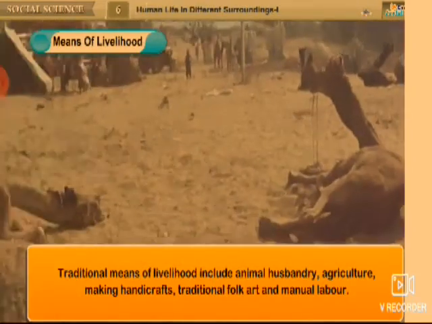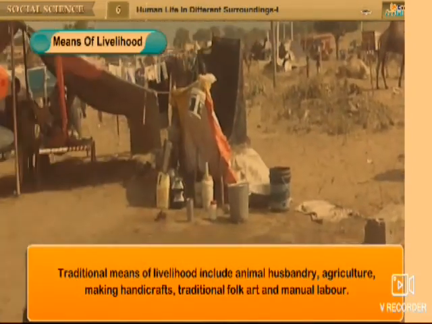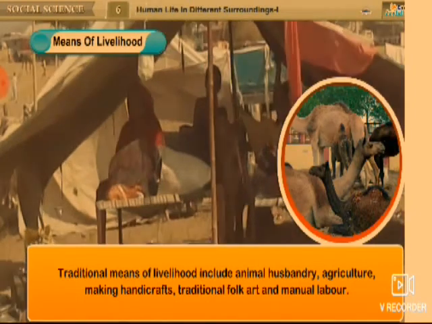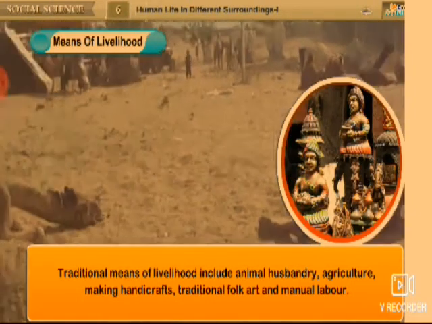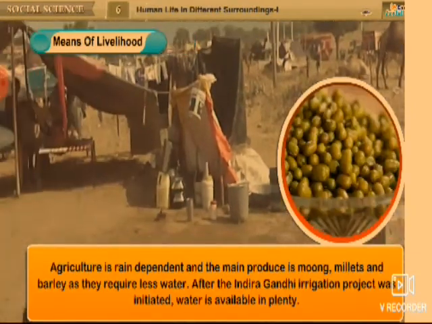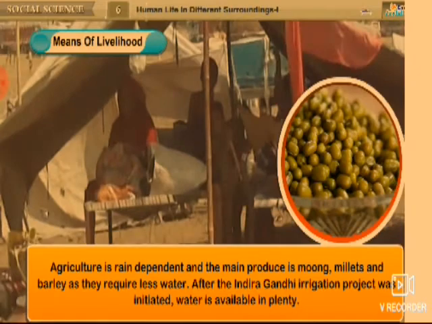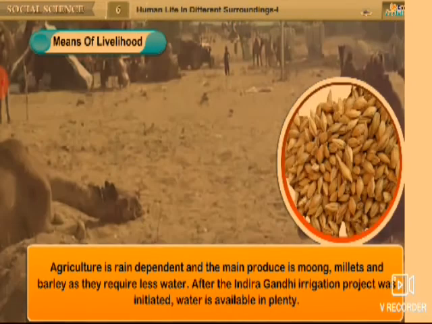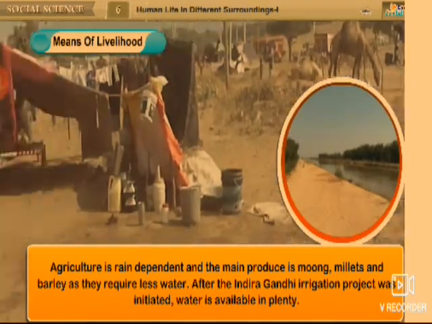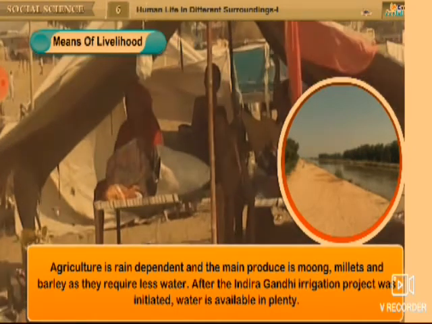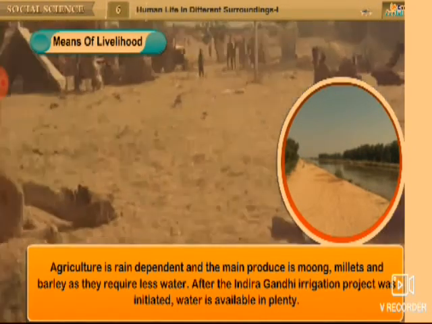Means of livelihood. Traditional means of livelihood include animal husbandry, agriculture, making handicrafts, traditional folk art and manual labor. Agriculture is rain dependent and the main produce is mung, millets and barley as they require less water. After the Indira Gandhi irrigation project was initiated, water is available in plenty.